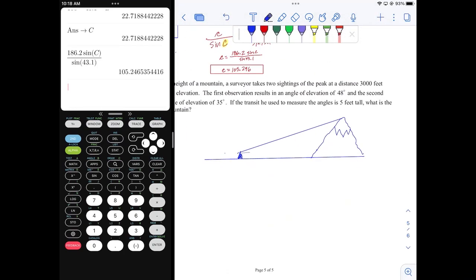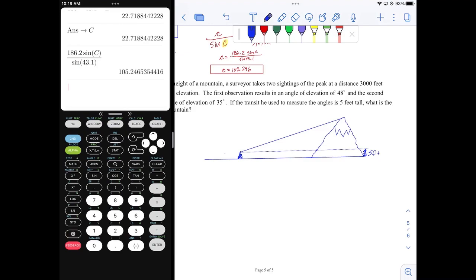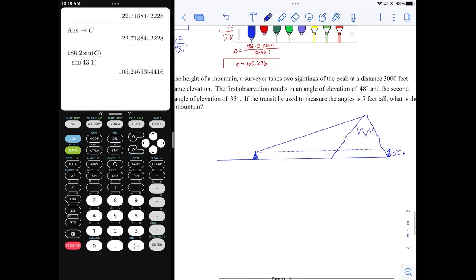If we drew a dotted line straight through here for his tripod, it's not drawn to scale, obviously, but this distance right here is 5 feet. All right. He takes another sighting now from 3,000 feet closer. Well, I'll just say it's closer. So he sets up right here. He takes another reading to the top.